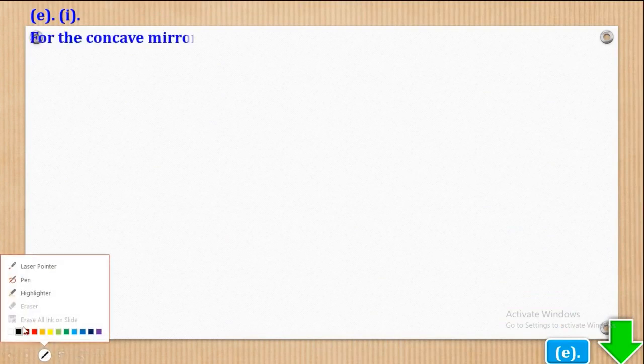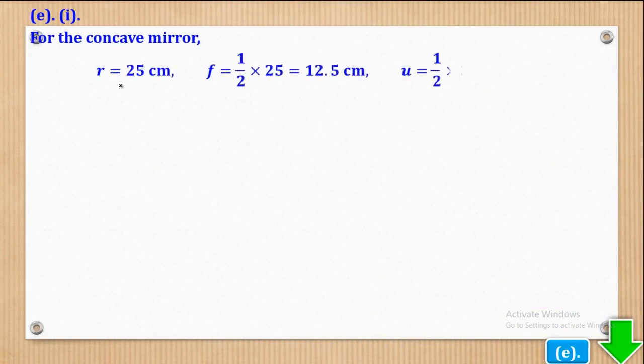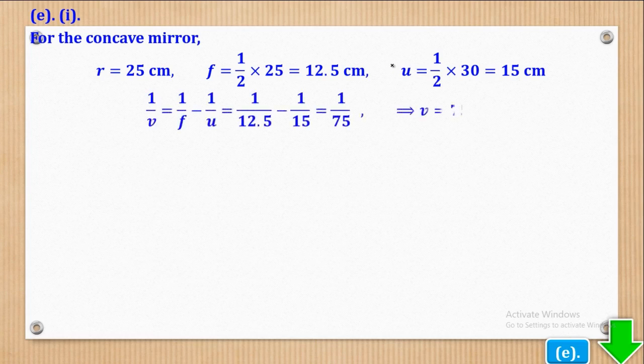So here we have to use the mirror formula. For the concave mirror, the radius of curvature was given as 25, and we know that focal length is half the radius of curvature, which will be 12.5. The object distance, remember it was midway, meaning halfway. Since the distance between the two mirrors was 30, halfway will be half of 30, which is 15 centimeters. So now that I have F and U, it means that V is the only unknown, so I'll write my mirror formula where V is on one side and F and U are on the other side.